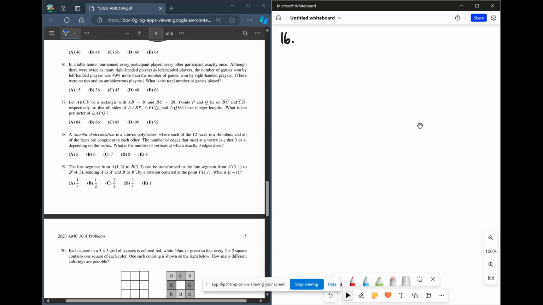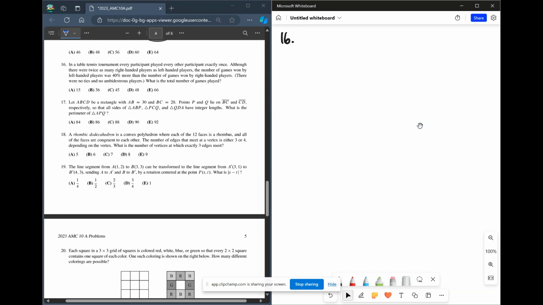Problem 16. In a table tennis tournament, every participant played every other participant exactly once. Although there were twice as many right-hand players as left-hand players, the number of games won by left-handed players was 40% more than the number of games won by right-handed players. There were no ties and no ambidextrous players. What is the total number of games played?